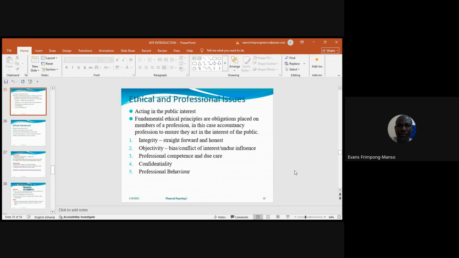Now, let me take you through the standard. Let me take you through the International Accounting Standard number 1, the IAS 1. It talks about how financial statements are to be prepared. So the preparation of financial statements, or the presentation of financial statements.